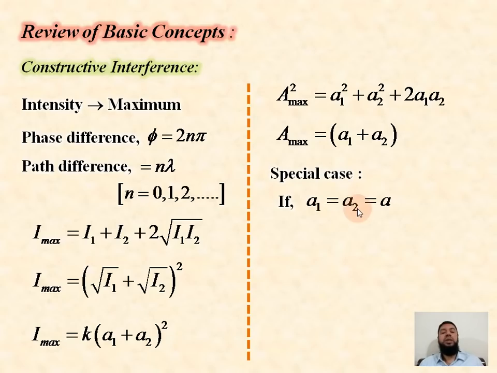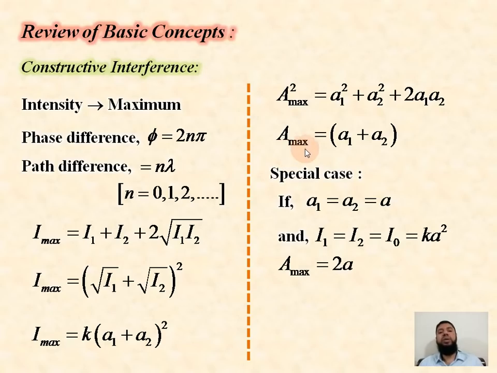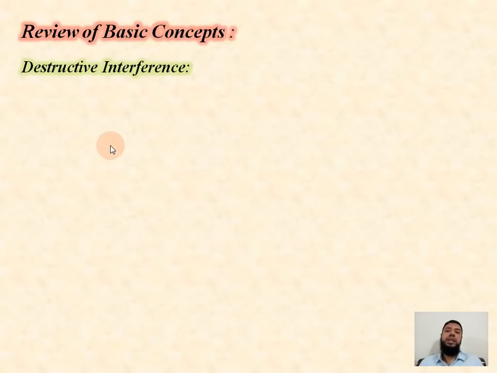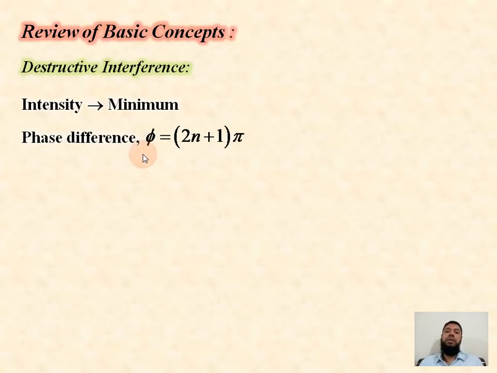Then in the special case where the amplitudes are equal, if the intensities are given by k a square, then the maximum or resultant amplitude during constructive interference is a1 plus a2, that is a plus a, 2a, and the maximum intensity is 4k a square, that is 4 I naught.